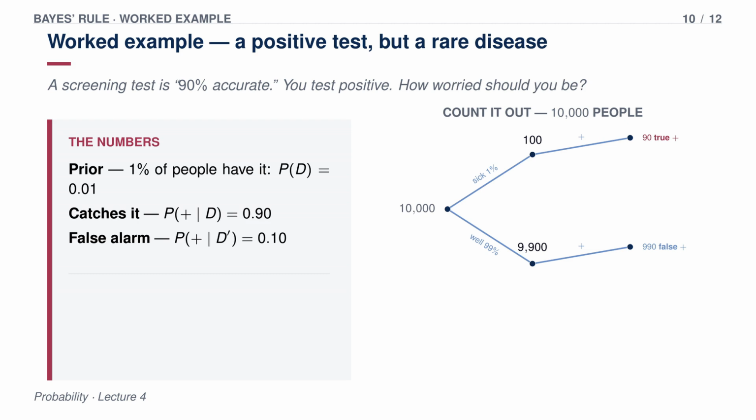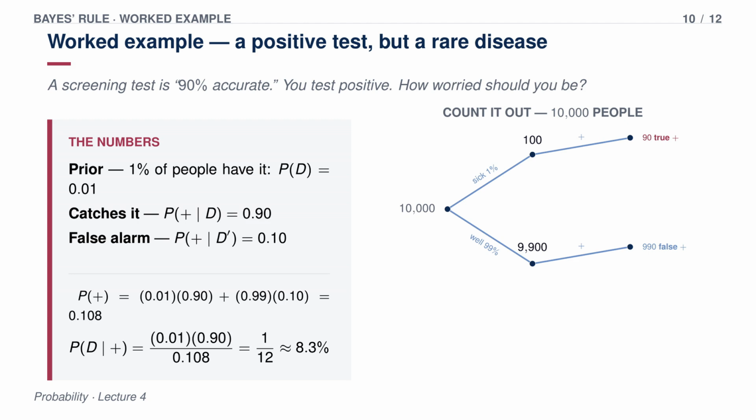Now, the one that surprises everybody. A screening test for some condition is loosely 90% accurate. 1% of people actually have the condition, that's the prior. The test catches it 90% of the time, and it false alarms on 10% of healthy people. You test positive. How worried should you be?